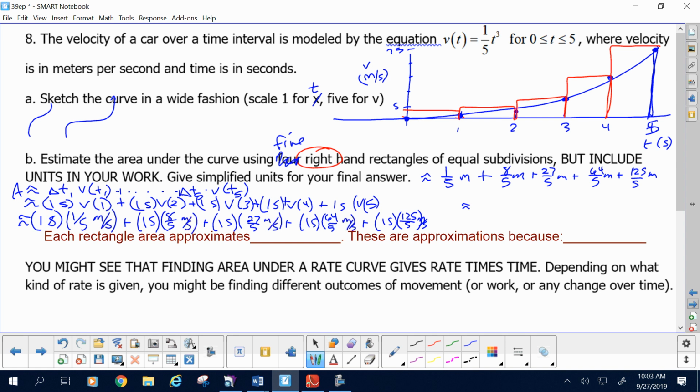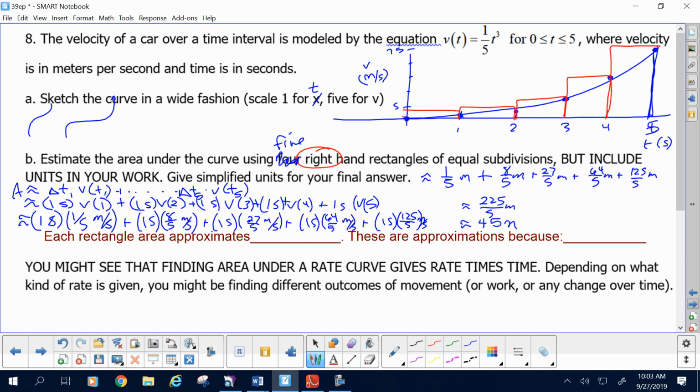Altogether then, how many fifths do I have? That's 1, 9, 36, 100, 225 is what I'm getting? 225/5 meters, which is 45 meters. That means over that 5 second interval, he traveled about 45 meters. Now that's pretty incredible considering that his velocity was constantly changing, that we were able to give an estimate of how far he went.